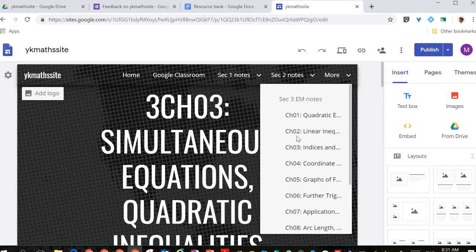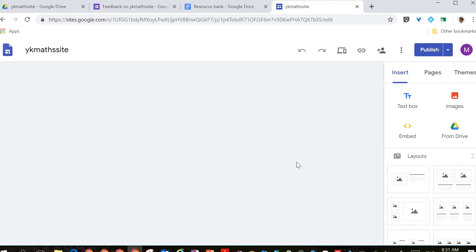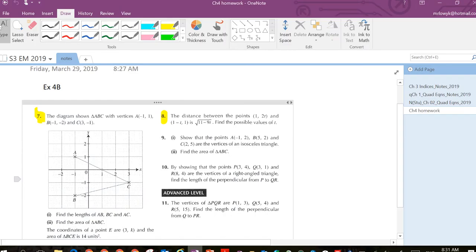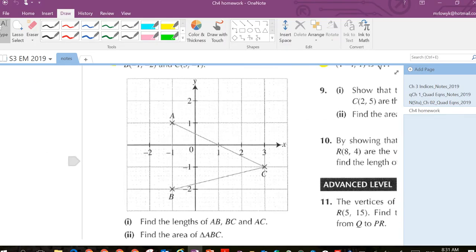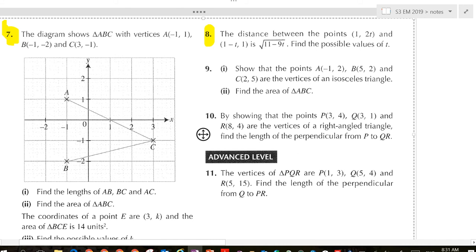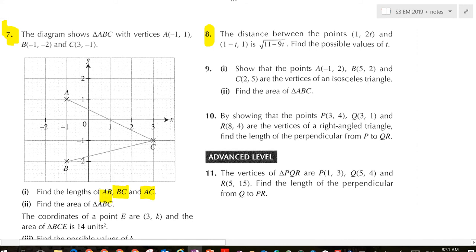Alright, so now we go back to Emaths chapter 4, exercise 4B, question 7. Now let's start. Stop talking. Find the length of AB, BC, and AC.